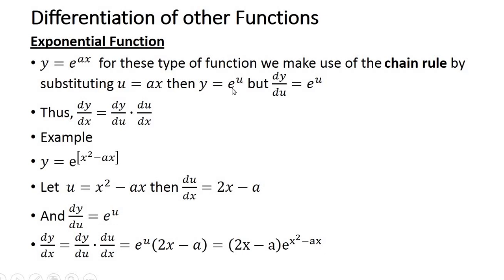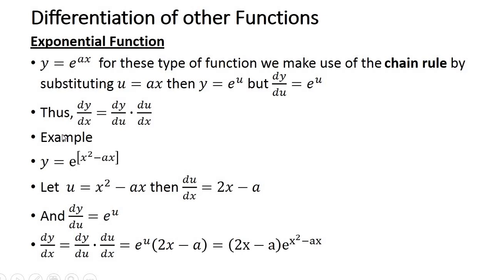If I differentiate e to the u, it doesn't change with respect to u. So dy/du of e to the u is the same, right? Therefore, the formula of the chain rule is this: dy/dx is given by dy/du times du/dx.